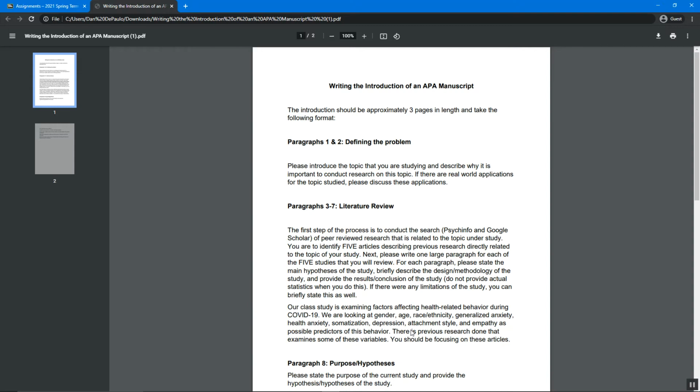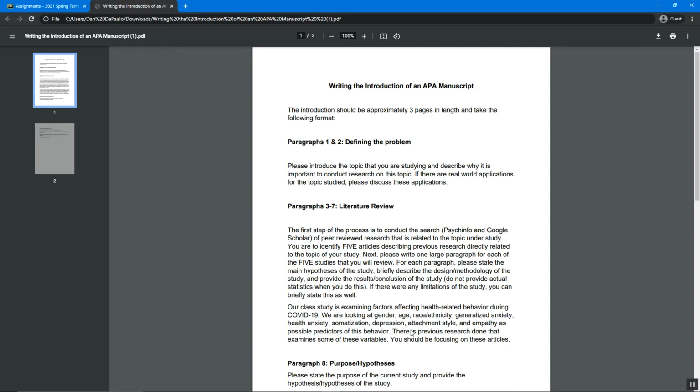Is this the best way to do an introduction? Like if I were to submit a manuscript, is this the best way I would do it? The answer is probably not. There's a more efficient way. So instead of organizing the paragraphs by article, I can organize the paragraphs by theme, but that's a much more difficult process for undergraduate students to accomplish.